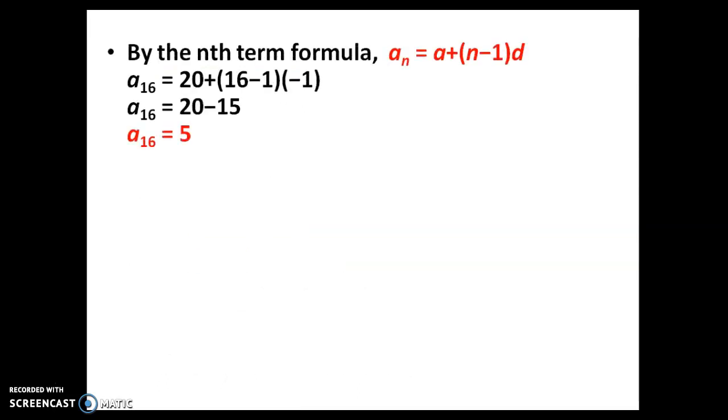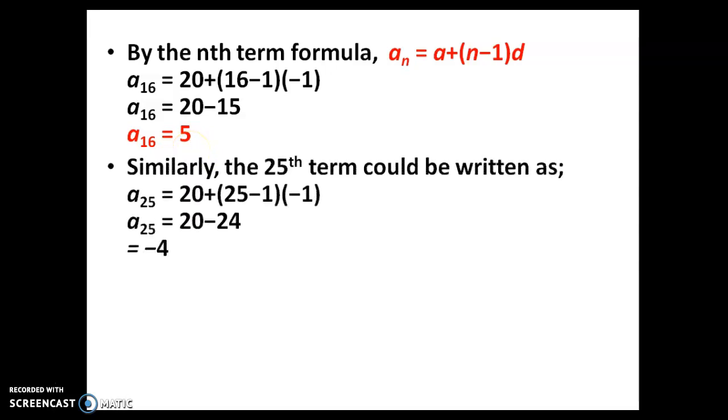Substituting the value of n in the formula an equal to a plus n minus 1 into d, we are going to find out what a16 is. 20 plus 16 minus 1 into minus 1, so we get 15 into minus 1, which is minus 15. So 20 minus 15 equal to 5. This is for a16. Let us find a25 also. 20 plus 25 minus 1 into minus 1. 24 into minus 1 is minus 24. So 20 minus 24, we get minus 4 here.